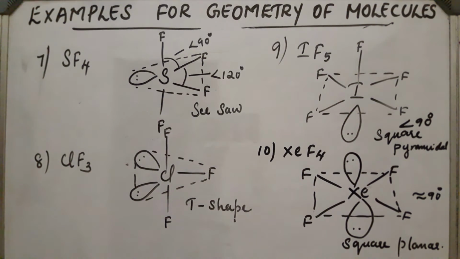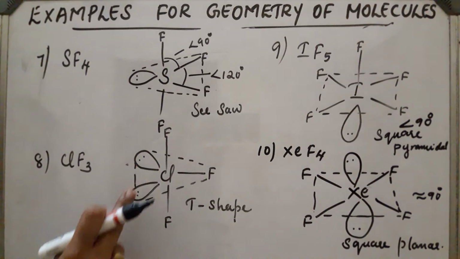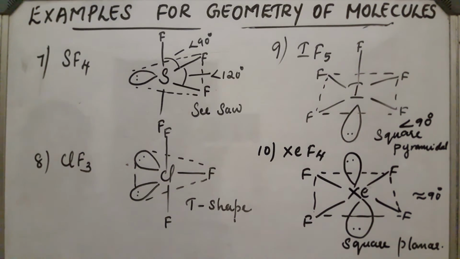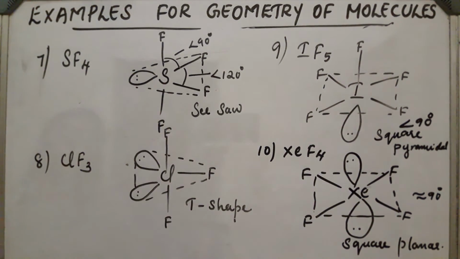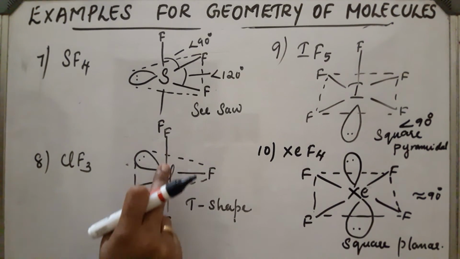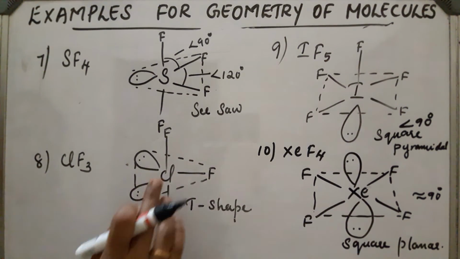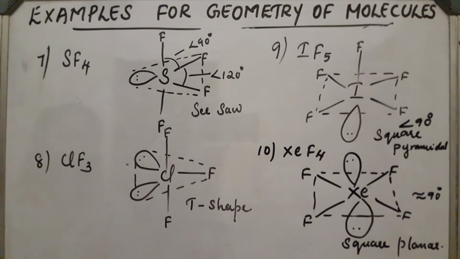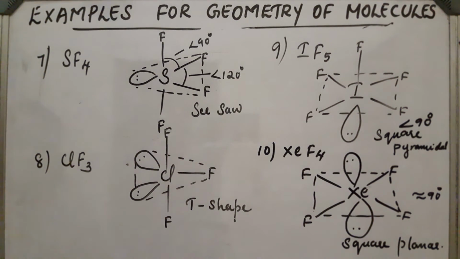Now let us take the next example, ClF3. Here the chlorine atom is the central atom surrounded by three fluorine atoms. This chlorine atom also contains two lone pairs, which occupy maximum space in the geometry, and these are in the two equatorial positions instead of the axial positions, because axial lone pair-bond pair repulsions are greater. Due to these lone pairs, the bond angle shrinks and is reduced from 90 degrees to less than 90 degrees, and this structure is called T shape. This is the eighth example.